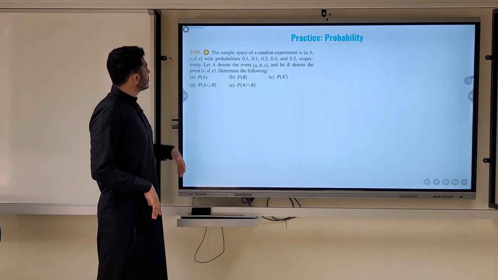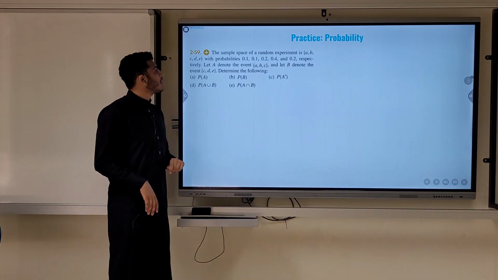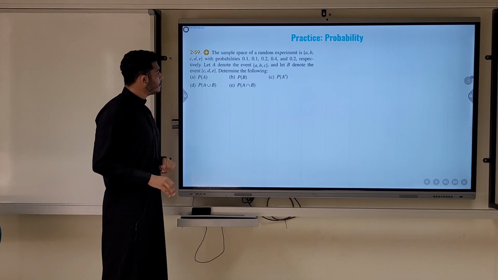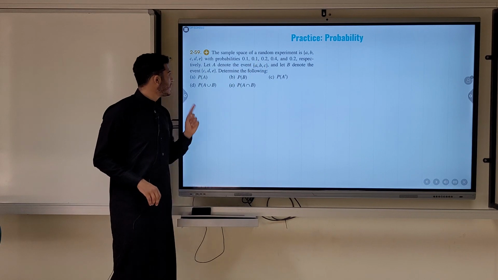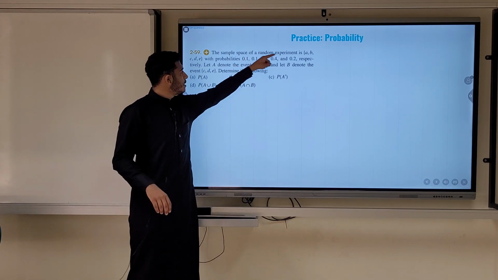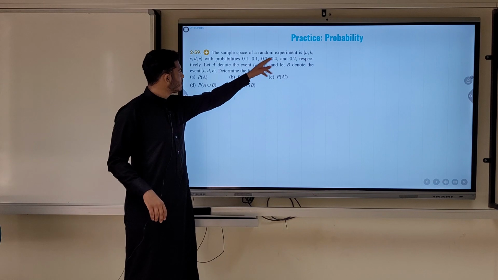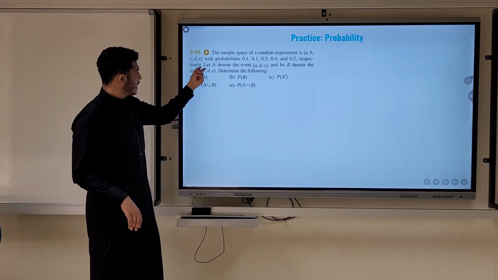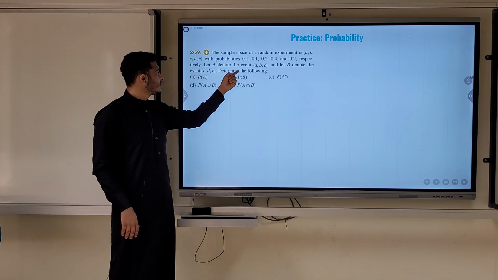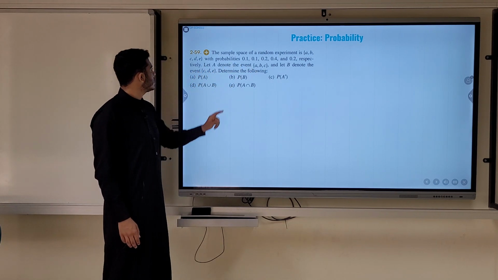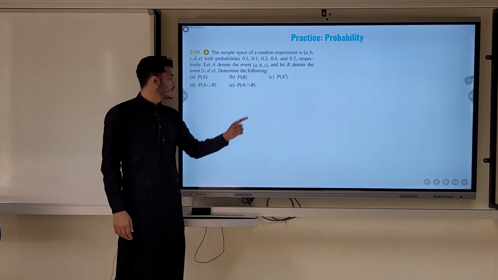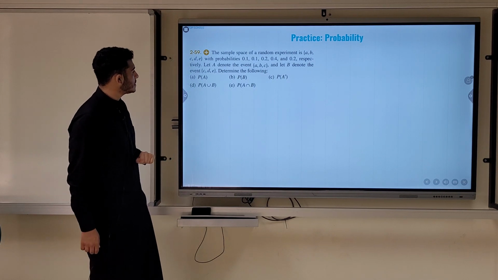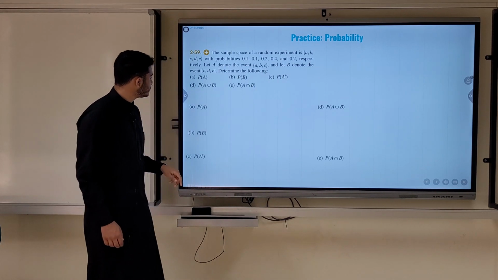So the question says the sample space of a random experiment is A, B, C, D, and E with the list of probabilities respectively. So each one of these corresponds to one of these probabilities: A to the first one, B to the second one, and so on. Let A denote the event A, B, and C, so it includes A and B and C from the sample space. And let B denote the event C, D, and E from the sample space also.